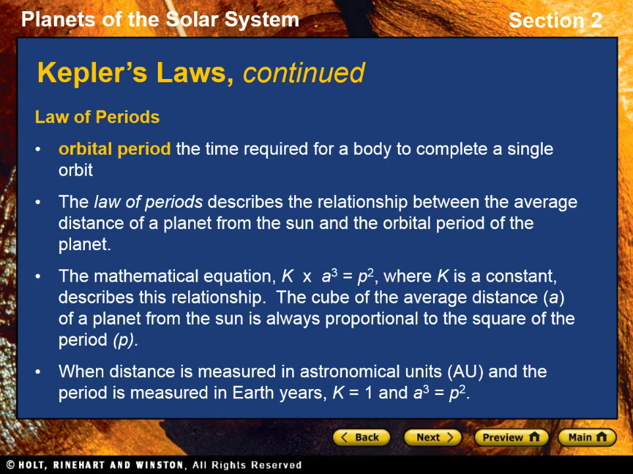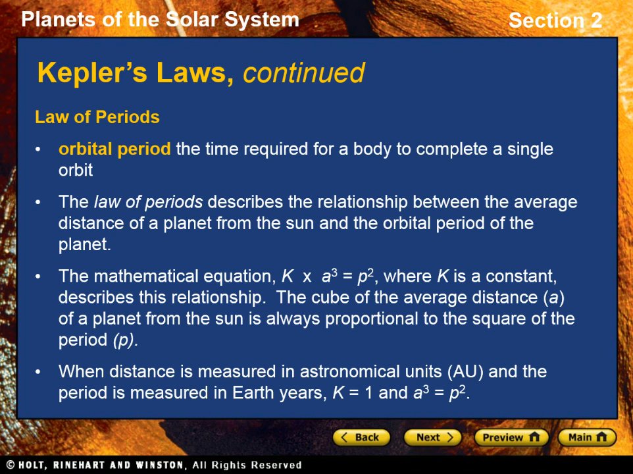Law of periods. Kepler's third law, the law of periods, describes the relationship between the average distance of a planet from the Sun and the orbital period of the planet. The orbital period is the time required for a body to complete a single orbit. According to Kepler's third law, the cube of the average distance, represented by a, of a planet from the Sun is always proportional to the square of the period, represented by lowercase p.